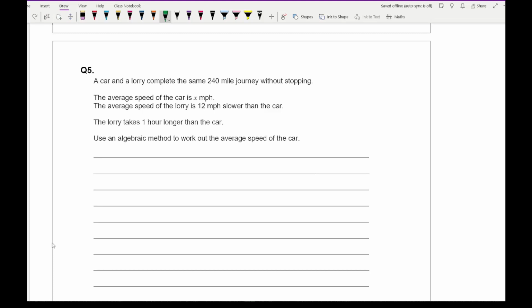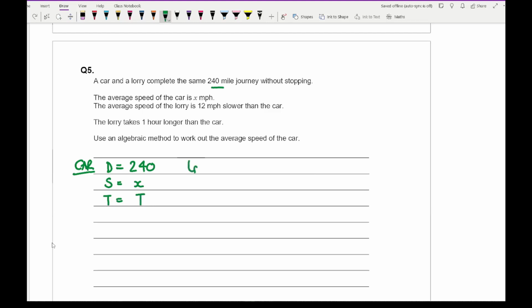So first of all, we've got a feeling that this is going to be a time distance speed problem. So let's look at the car, and let's try and write out the information that we know. Now we know that the distance is 240, because that's mentioned here. Now the speed of the car is x, and the time of the car we're just going to call t.